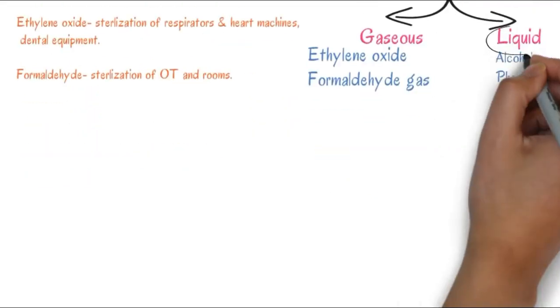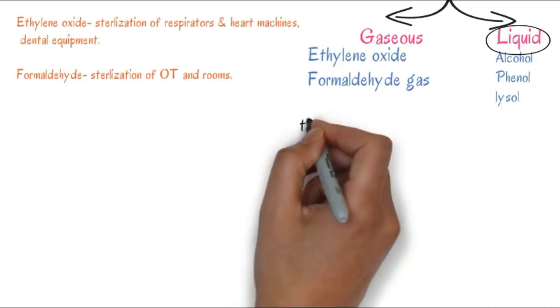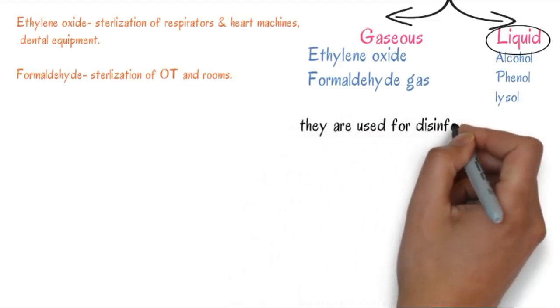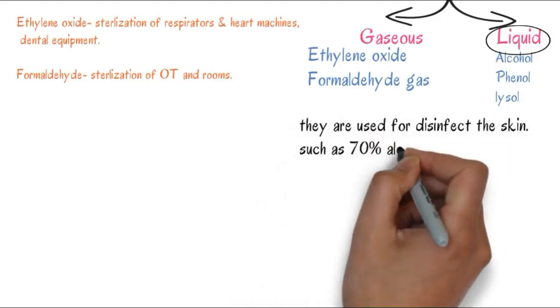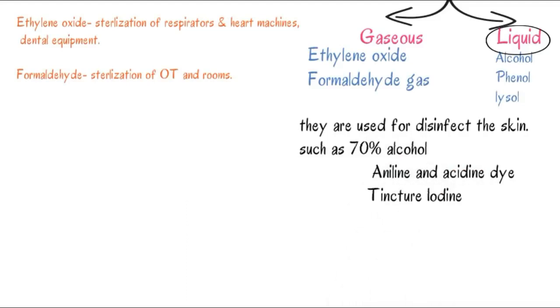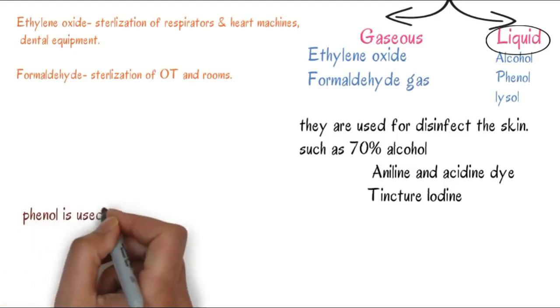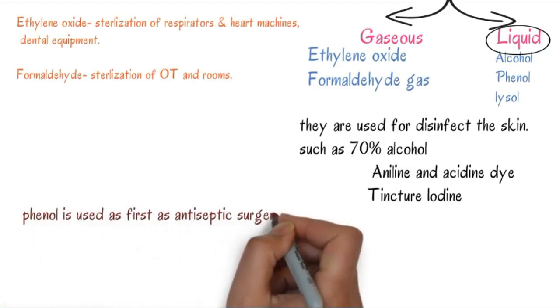In the liquid chemicals, we mainly have antiseptics, which are used to disinfect the skin, such as 70% alcohol, aniline, acrylic dye, tincture iodine, etc. Remember this term, phenol. Phenol was used as the first antiseptic in surgery by Lister in 1865.